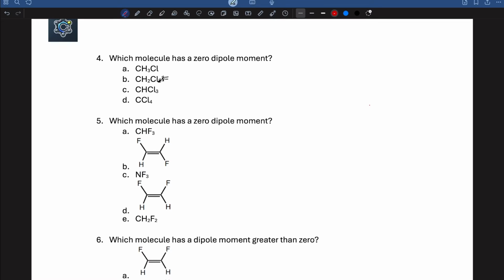There is a typo in the version of the worksheet that I'm working on, but the worksheet that you should have been able to see on Google Drive does not have this typo. Let's take some time to actually draw out every structure so we can make sense of this. So CH3Cl, HCl, and then CH2ClF, HCl, F, CHCl3, and then CCl4.